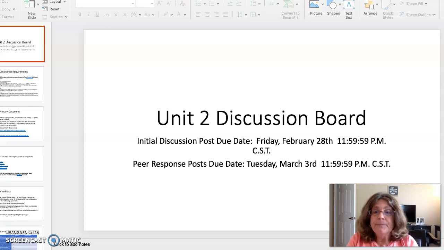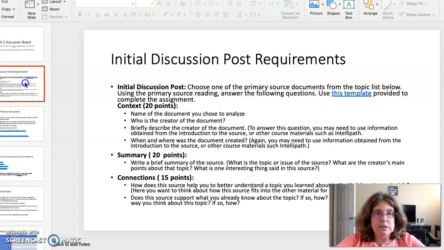Get this in. The key to the 5.5-week semester is getting things in on time and really even getting things done early and getting things submitted early. Don't let things snowball. Okay, so without further ado, let's get into your Unit 2 discussion board.